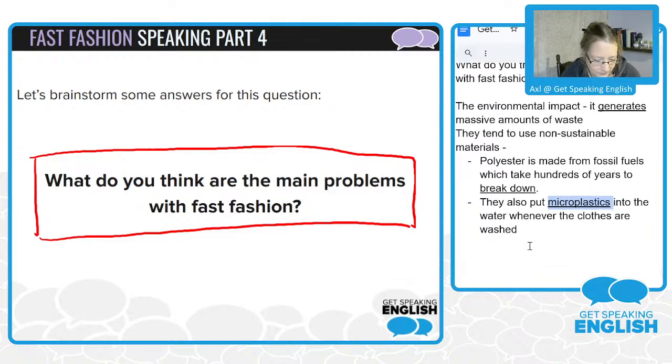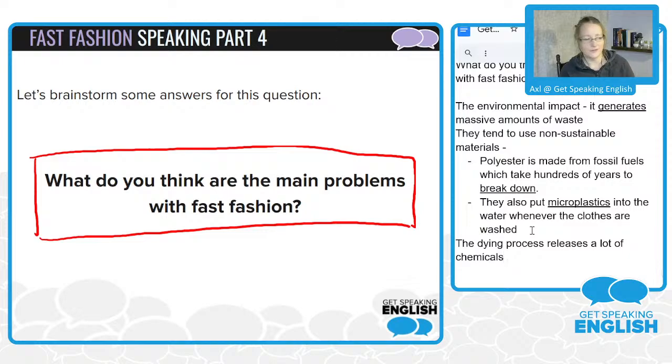Yeah, so environmental impact, right? Dyeing products, yeah, also that too. Exactly, the dyeing process releases a lot of chemicals. Like you said, it flows into the water. So the dyeing process releases a lot of chemicals that flow into waterways, like rivers and harbors and things like that. So it goes back into the oceans, basically.